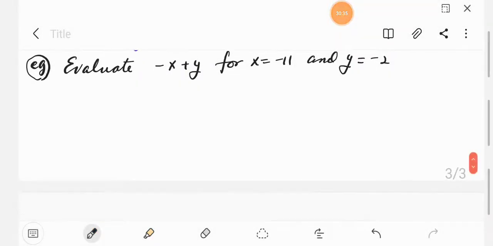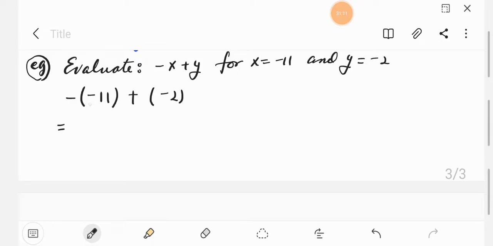Okay, now evaluate negative x plus y, where the value of x is negative 11 and the value of y is negative 2. So what we do is replace this x and y with their values. So negative, what's the x? X is negative 11. So instead of writing negative 11, put parentheses around the number. Always when you replace a number, put parentheses to protect that number. So let's calculate this one.